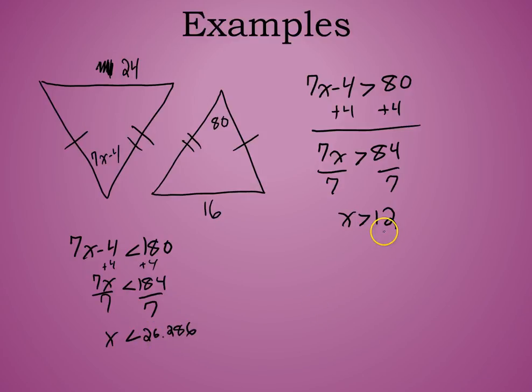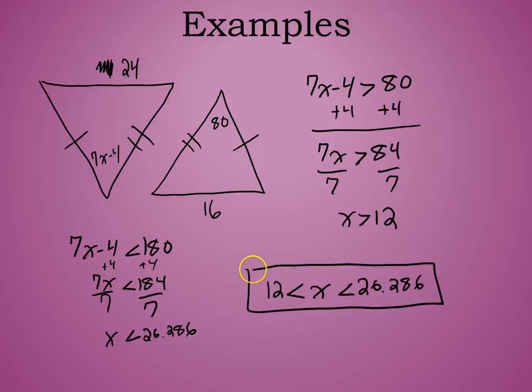So there's my upper limit. X has to be bigger than 12, but it has to be less than 26.286. So my inequality is 12 less than x, less than 26.286. But again, we knew to set up this first inequality because 7x minus 4 must be bigger than 80, because the side opposite this angle is 24, opposite this one is 16, this is the bigger side, therefore this is the bigger angle. We know to set up the other inequality, because if this is going to be bigger than 80, it eventually will have to reach 180, and that's too big then. That's why it has to be less than 180.